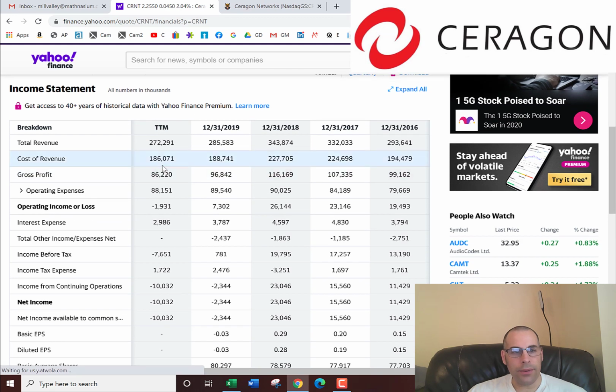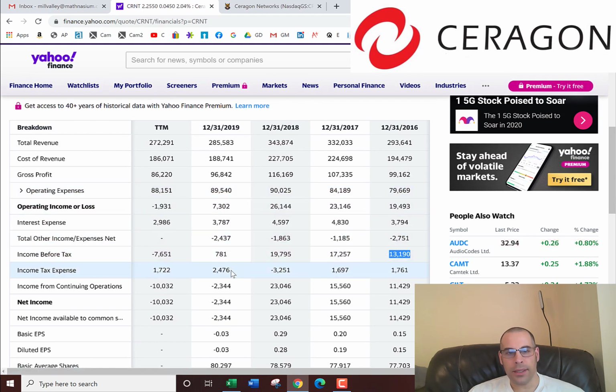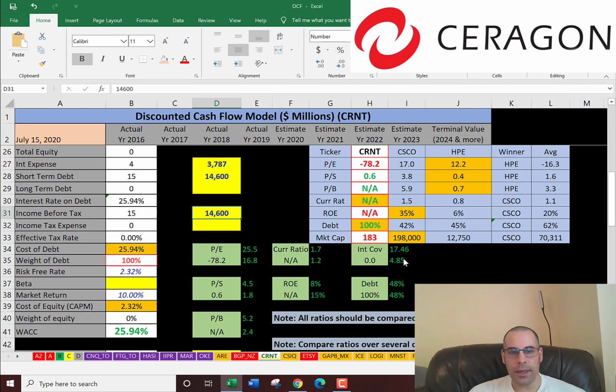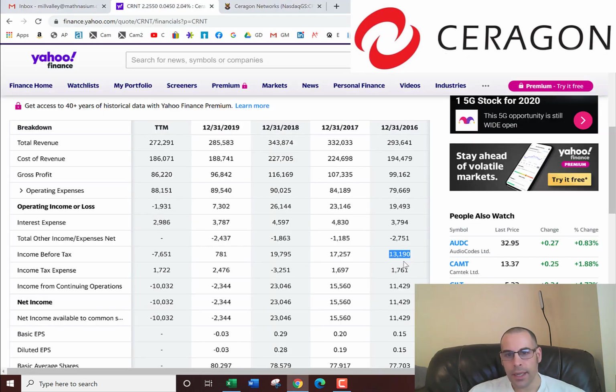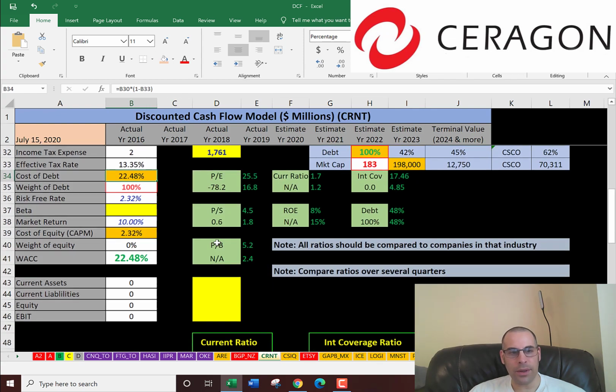Let's figure out their effective tax rate. We'll go back to the income statement. And it's hard to pull the effective tax rate for certain years because it doesn't really make sense for 2019, because they paid in more in taxes than they earned. Let's take the 2016 number. They had $13 million of income before taxes and $1.7 million they paid in taxes. The tax rate is 13%, so the cost of debt is 22%. That seems really high, but I guess they're a small company.